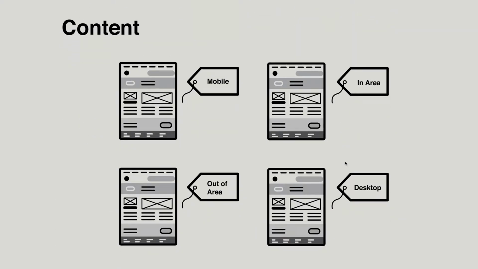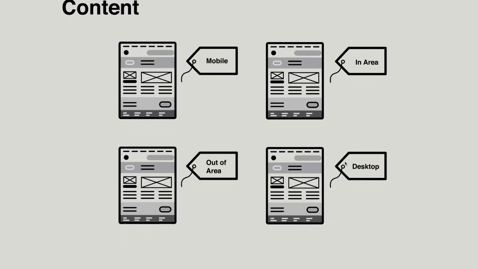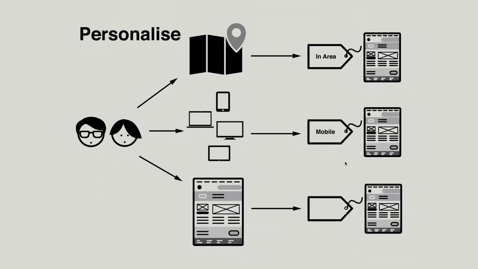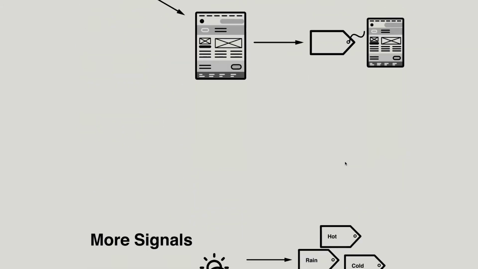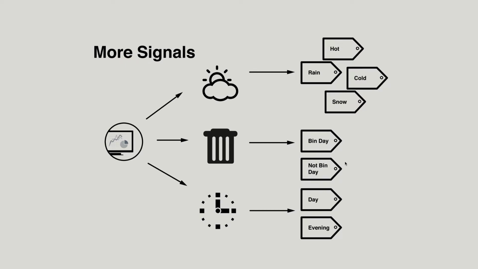So what we want to do is have content within our CMS that we can say, right, this is relevant if it's being viewed on a mobile device. This is relevant if it's outside of your area or inside of your area, or whether it's on a desktop. And then what we can do is present that information to the user.